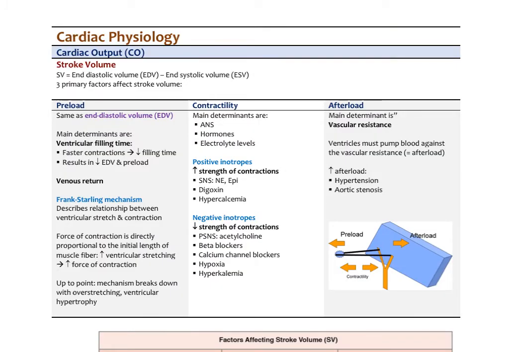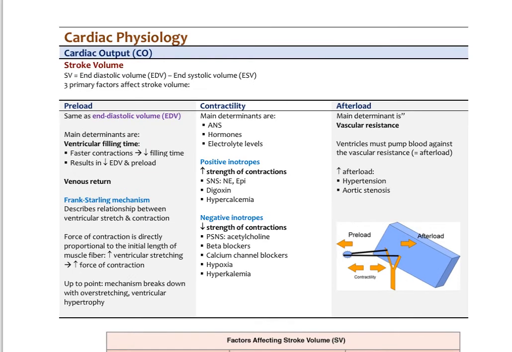Since we talked about heart rate already, I'm not going to go into those factors here, but I do want to focus a little bit more on stroke volume. So again, cardiac output is heart rate times stroke volume, and the stroke volume is your end diastolic volume minus your end systolic volume. And there are three primary factors that are going to affect it. One is the preload, and that's again the same as your end diastolic volume. The main determinants there are how much blood actually comes back to the heart. That's known as the venous return. It's also going to be dependent on the ventricular filling time, how long it takes the ventricles.